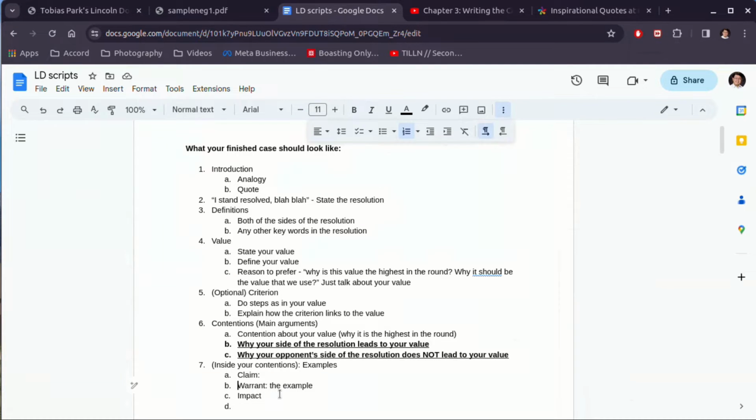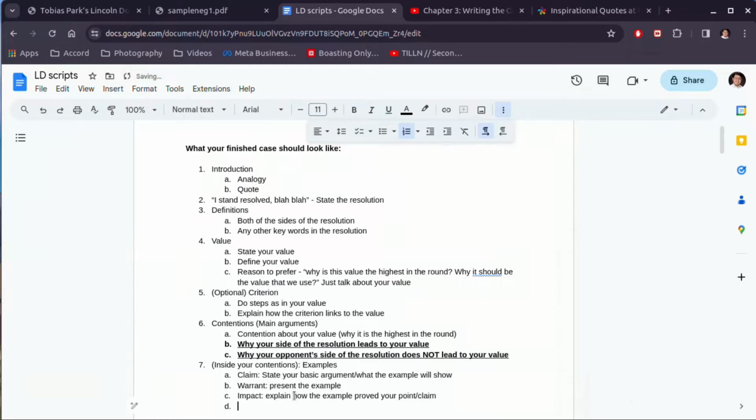So claim, state your basic argument, what the example will show. In your warrant, you present the example, and in your impact, you explain what you just proved with the example, or explain what the example proved. Explain how the example proved your point, I guess.